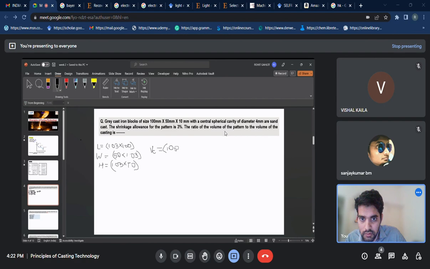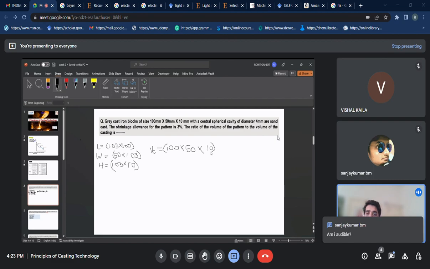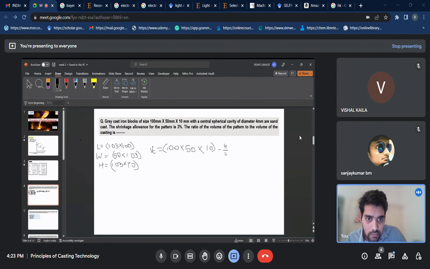Okay, then the volume of the casting will be, as it is a cuboid, simply L times B times H. The volume of the casting will be 100 multiplied by 50 multiplied by 10. However, we need to subtract the central spherical cavity, whose volume will be 4 by 3 pi r cube.